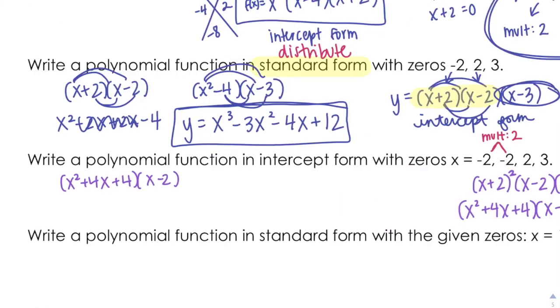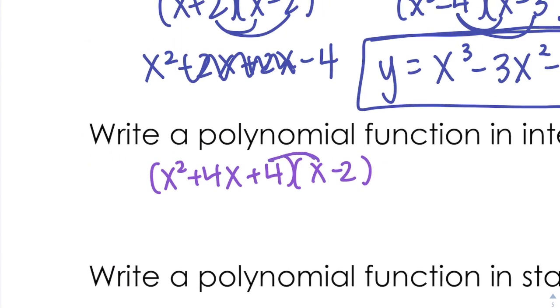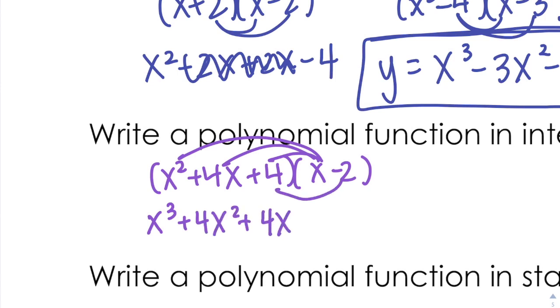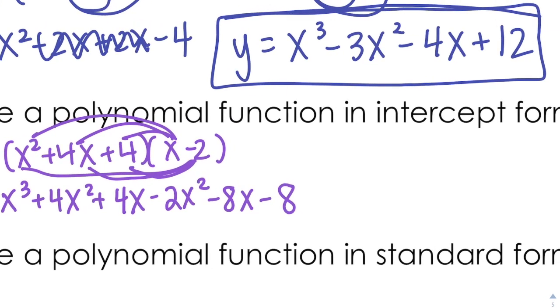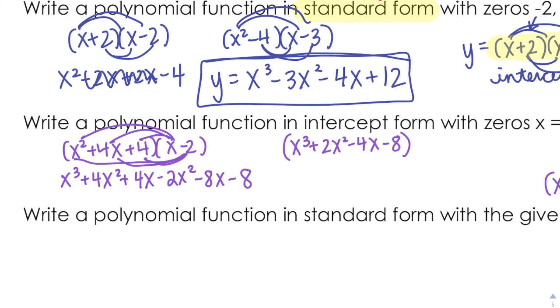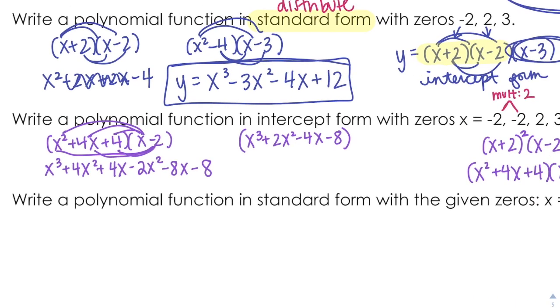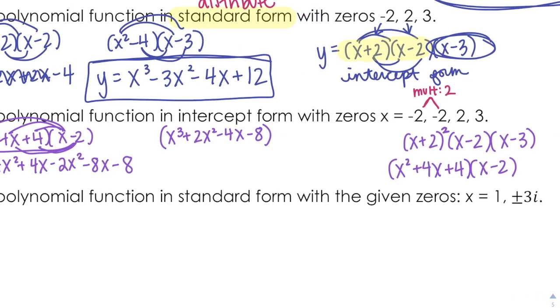And now I'm just going to distribute everything out. So x times all of this becomes x cubed plus 4x squared plus 4x, essentially just adding an x. The negative 2 is going to change all those signs. So I get negative 2x squared, negative 8x, negative 8. And then combine like terms, so I get x cubed plus 2x squared minus 4x minus 8, just like that. And if I made a silly mistake and I haven't caught it, just forgive me. Hopefully I haven't. And I'm going to multiply that by x minus 3.